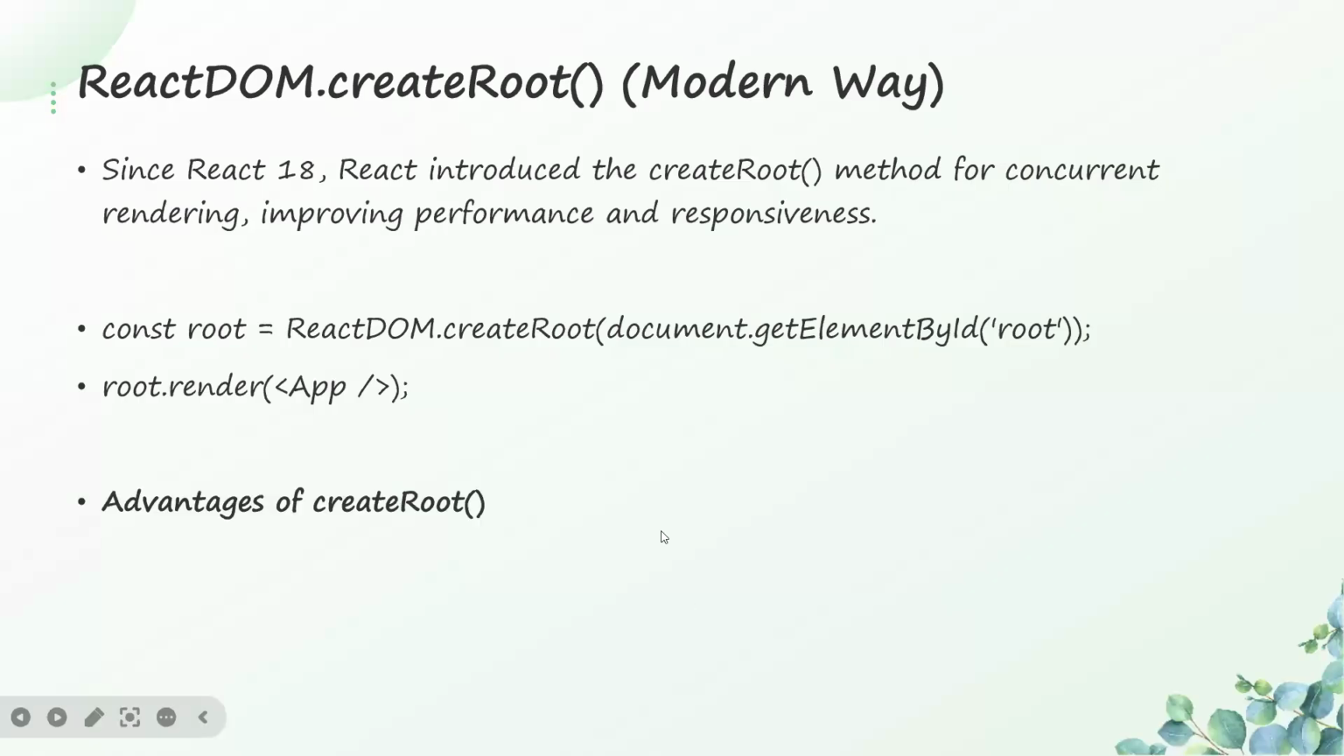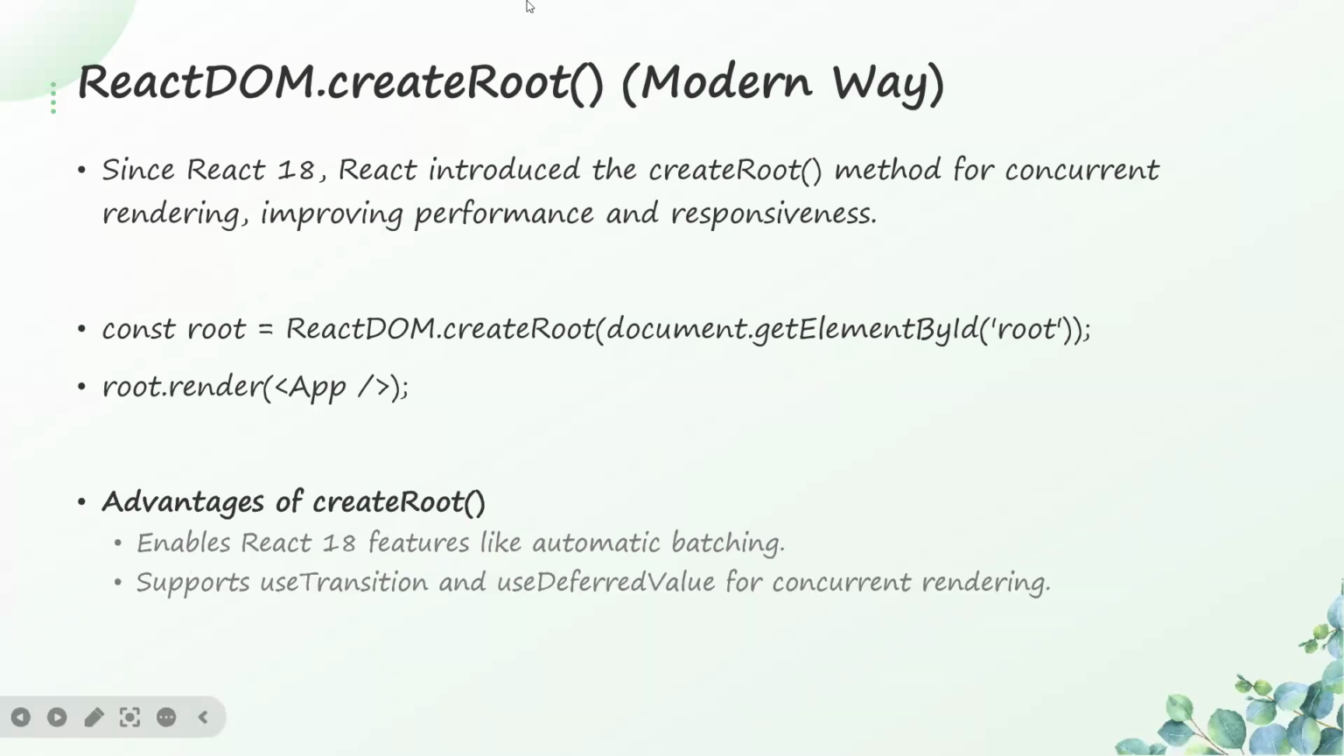Okay. So advantages of using createRoot. Number one is that it enables React 18 features like automatic batching. We'll talk about automatic batching a little bit. Concurrent rendering and automatic batching are advanced levels. It supports useTransition and useDeferredValue for concurrent rendering. But for now, just understand that createRoot is better. You use it instead of using the render method.